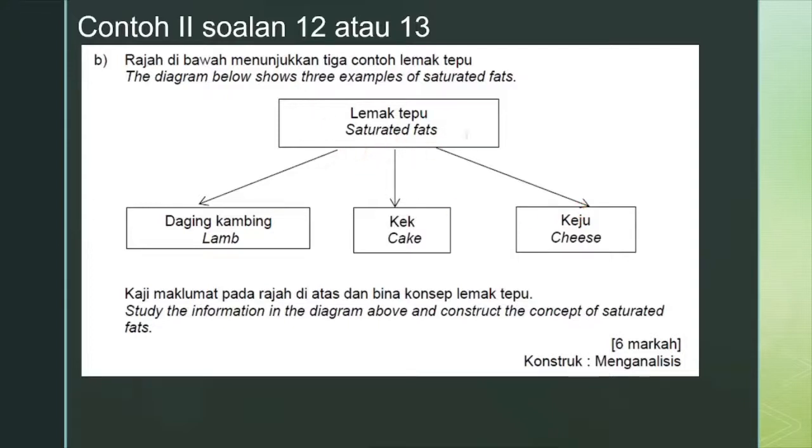So we see saturated fats. We have an arrow here, pointing to the lamb. The second arrow points to the cake. And the third points to the cheese. So we can see lamb, cake and cheese.